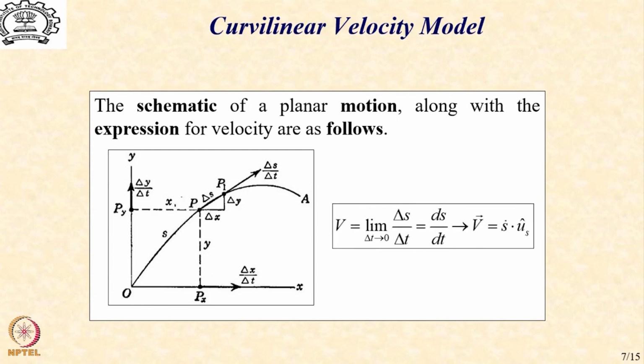Mathematically, we can now write the velocity as the limit of delta s by delta t as delta t tends to 0, which is nothing but ds by dt, the derivative of s, and our velocity vector along the us direction is the derivative s dot into the unit vector us. So you realize that the statement of velocity is fairly simplified if we use the trajectory based coordinate system us.